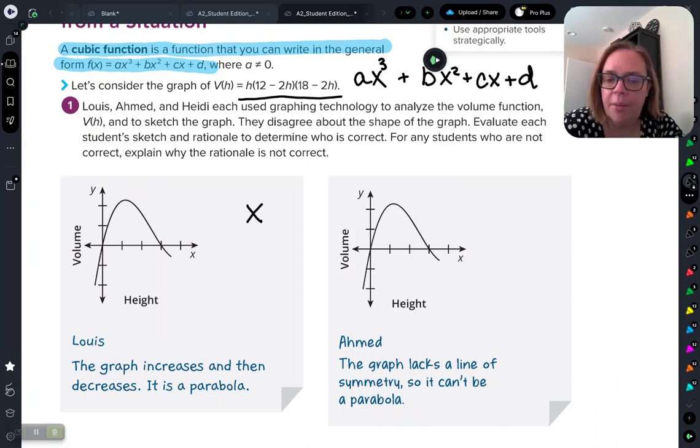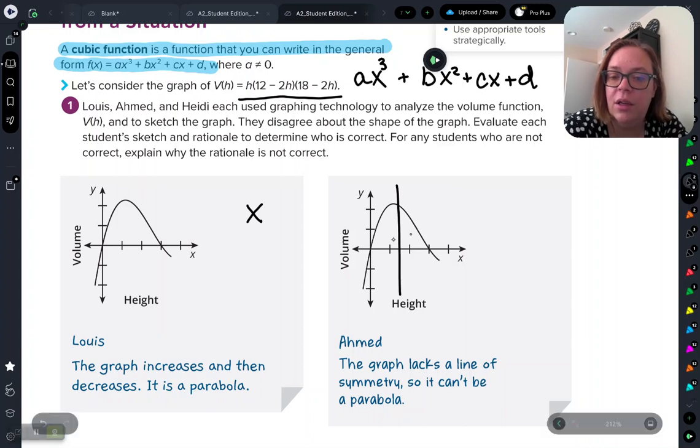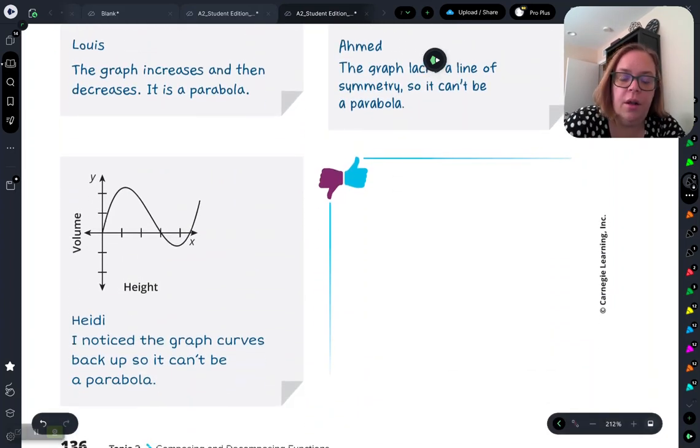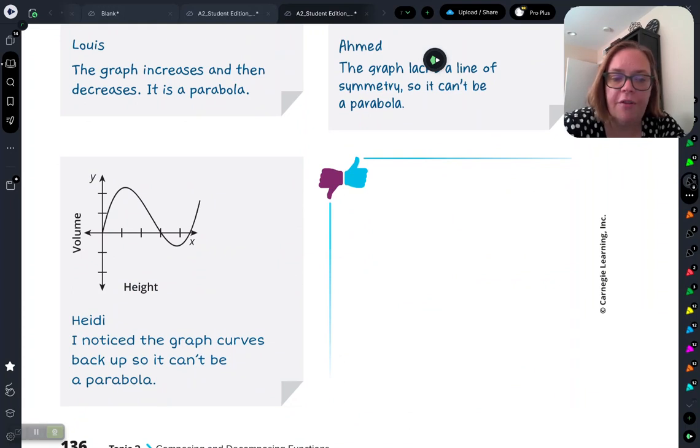Let's look at Ahmed. The graph lacks a line of symmetry, so it cannot be a parabola. He's right. Parabolas must have a line of symmetry. If we were to try to draw this line somewhere, it just doesn't look like the same shape on either side. So I am going to agree with him. Okay, Heidi says, I noticed the graph curves back up, so it cannot be a parabola. She's absolutely correct because parabolas don't do that.